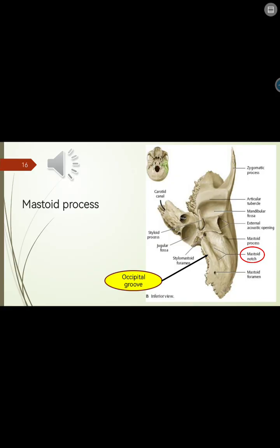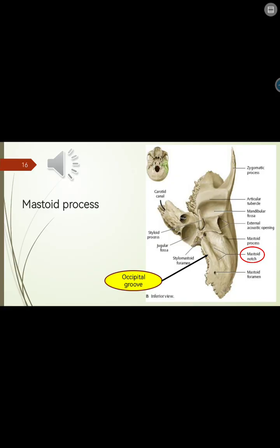Here we can see an inferior view of the temporal bone. You should pay attention to the mastoid part and the mastoid process. Find the mastoid process, then move medially on the bone and find a mastoid notch. I show you with a red circle.